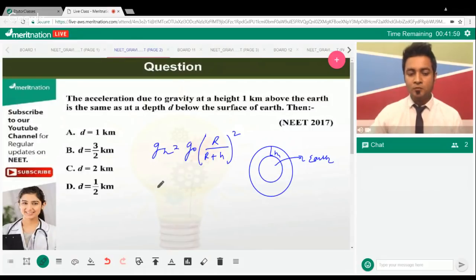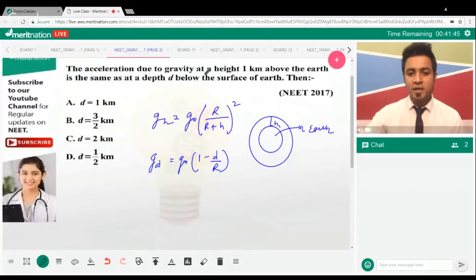And we do have the gravity at a depth d, that you can say is g naught times 1 minus d upon r. But here you can see that we have 1 kilometer. The range is only 1 kilometer, so the height is not comparable to the radius of the Earth. So we need to use this formula that gh is equal to g naught times 1 minus 2h upon r.